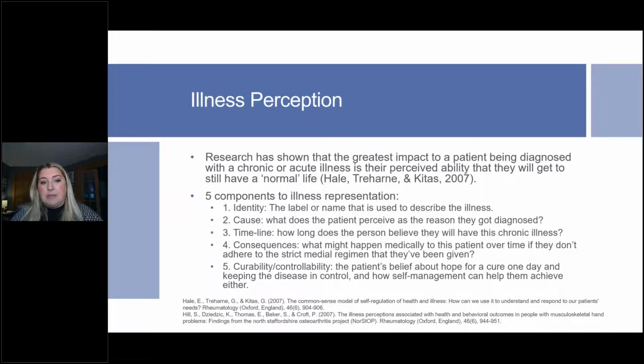But I think most people with type 1 diabetes, even if they're a young person, know the dangers, right? Early death, hospitalization, amputation, blindness, kidney damage. The list really goes on for the consequences. Now, this last part, curability and controllability: what is the patient's belief about a hope for a cure one day and keeping the disease in control, and how self-management can help them achieve either?